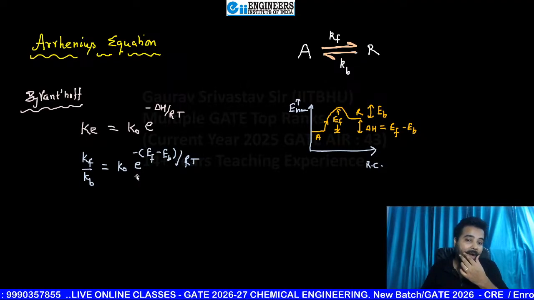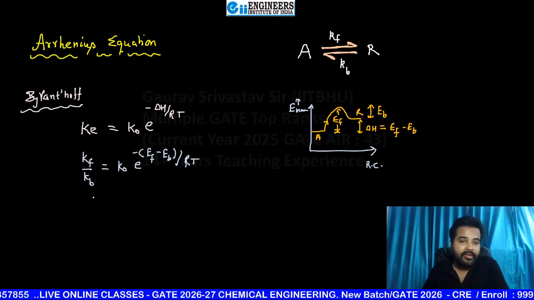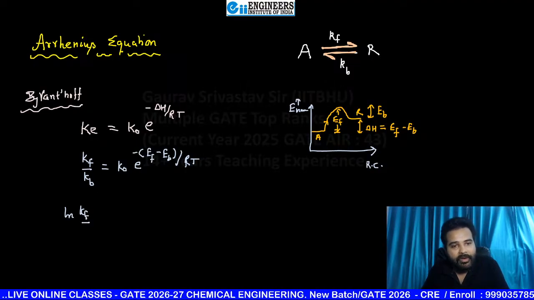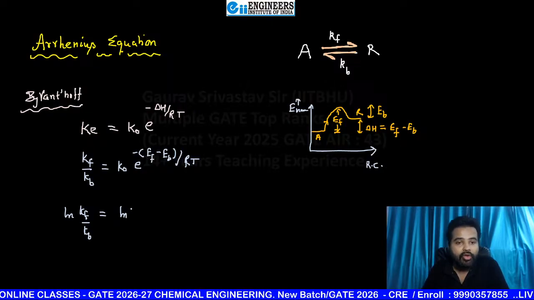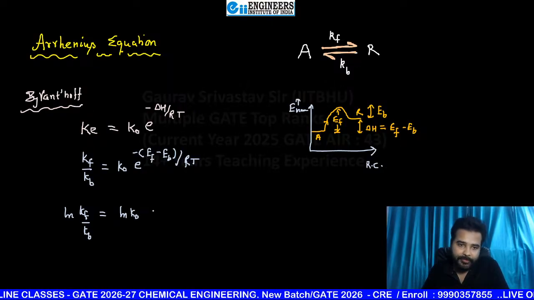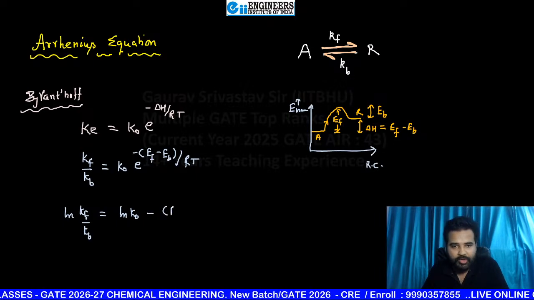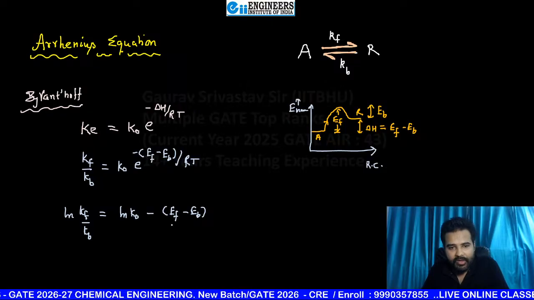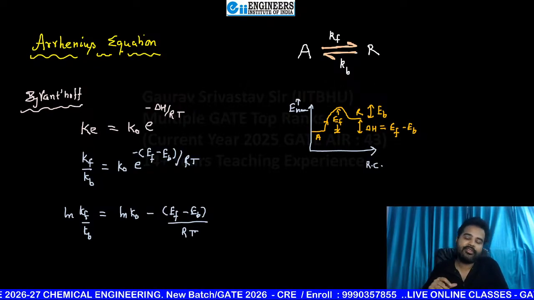Okay, now if I take log on both sides, then what will we get? ln of Kf by Kb equals ln of this K naught, and ln of e, that means just minus (EF minus EB) and whole upon RT. Fantastic.